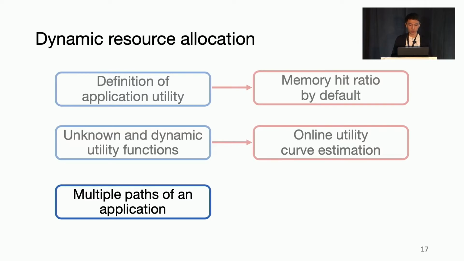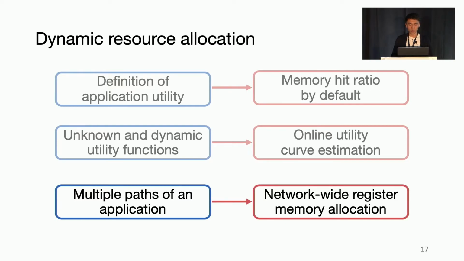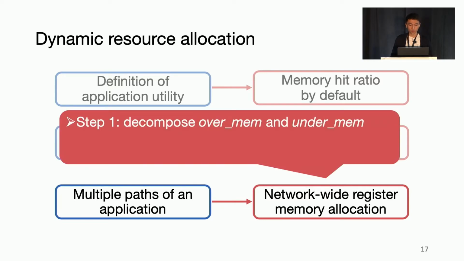The third challenge is the multiple paths of an application. Our solution is to do network-wide register memory allocation. At a high level, it contains 2 steps. The first step is to decompose overmem and undermem to multiple paths. The second step is to move the memory from over-provisioned applications to under-provisioned applications. More details of the algorithm can be found in our paper.